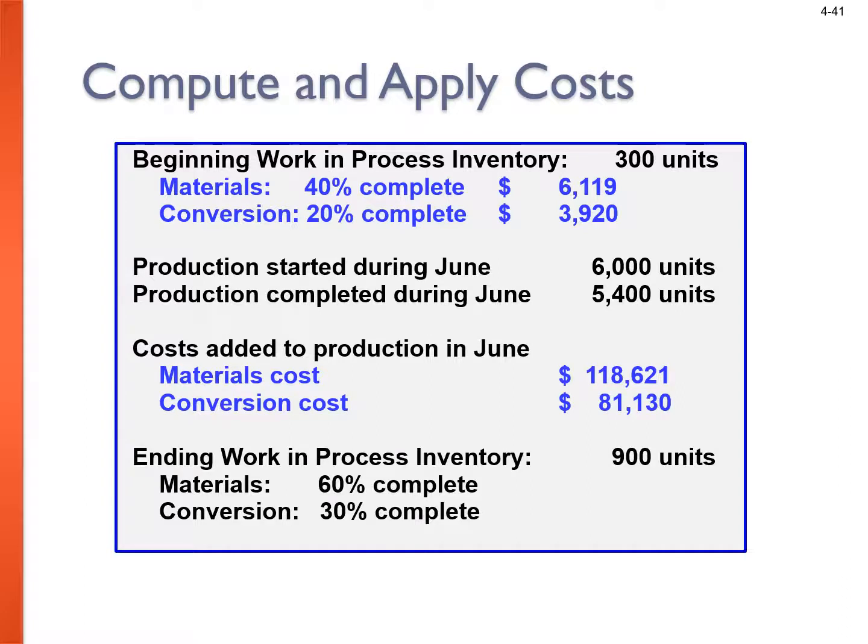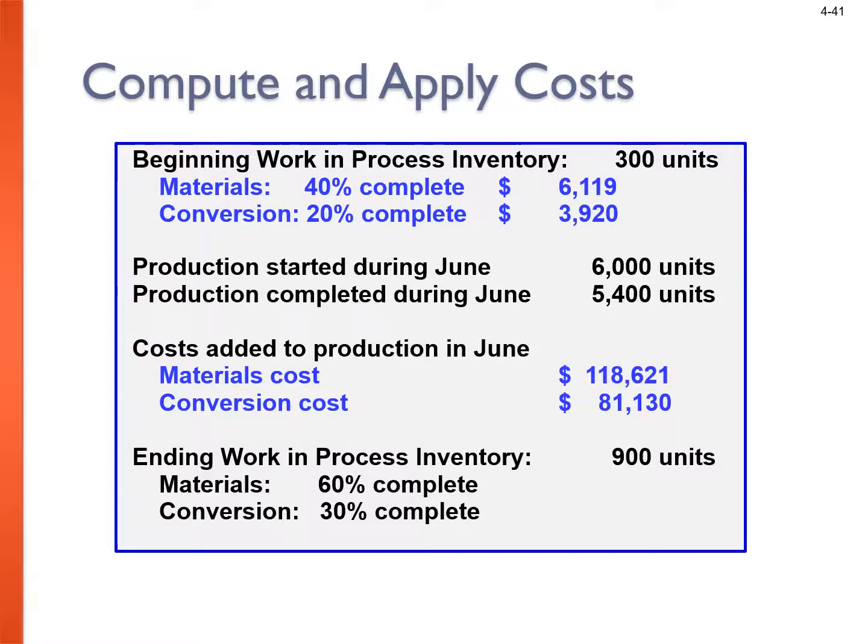So what we do is we first say, okay, 300 units were in beginning work in process. Materials, 40% complete, and there's the dollar amount of those materials. The conversion of beginning inventory was only 20% complete, and there was the dollar value of those items in beginning inventory. So you would need to be given those items.